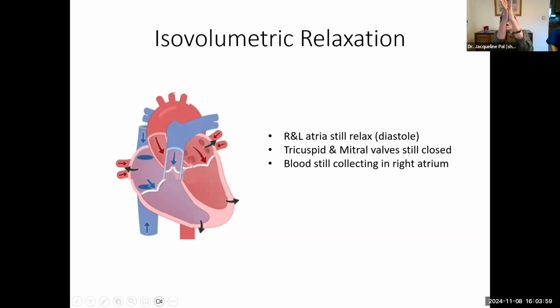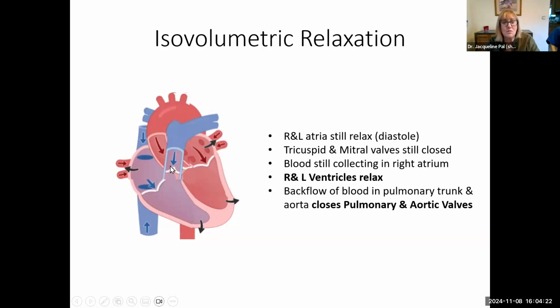Once the ventricles no longer have pressure and they have relaxed, what has happened is gravity has taken over. So any blood that was in the pulmonary trunk or the ascending aorta is now falling down with gravity, and they catch the semilunar cusps of the pulmonary valve and the aortic valve, and that actually closes those two valves. And so this phase is called isovolumetric relaxation because blood does not go back into the ventricles. When the blood comes back down, it shuts the valves.